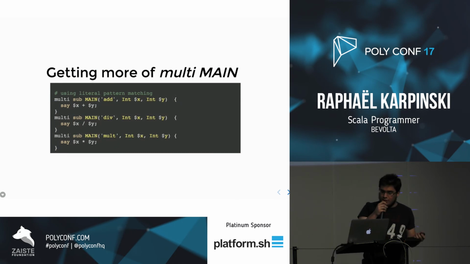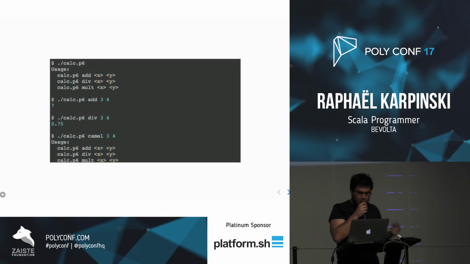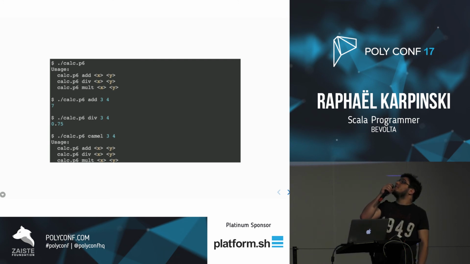We can also use literal overloading, sorry, to get a simple script that has a switch on the first argument, and Perl 6 will display it in the help message, just like you want it.